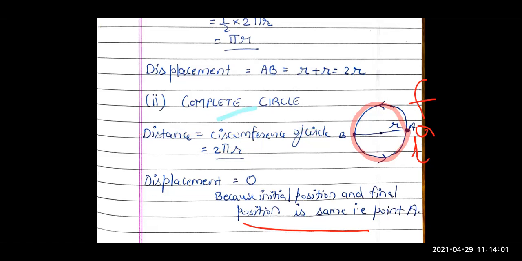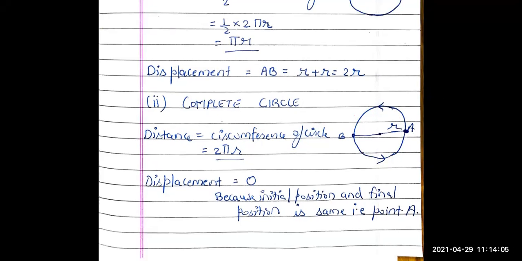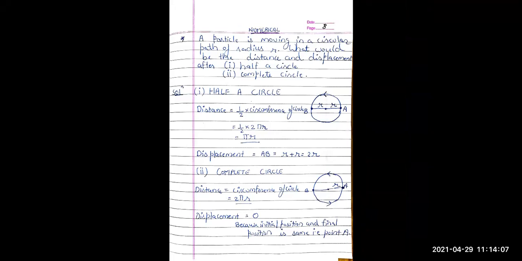Okay. So children, distance is the total path length covered by an object or traveled by an object, and it is a scalar quantity. But displacement is the shortest distance between the initial position and final position of an object, and it is a vector quantity. Okay, beta? Fine.